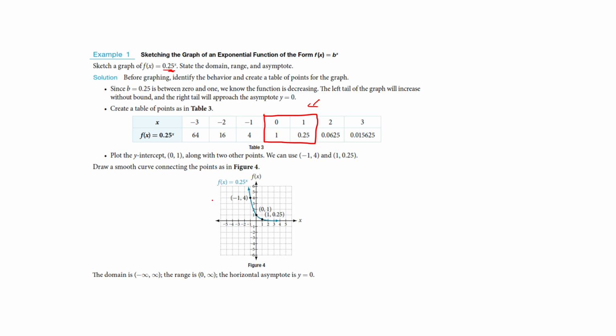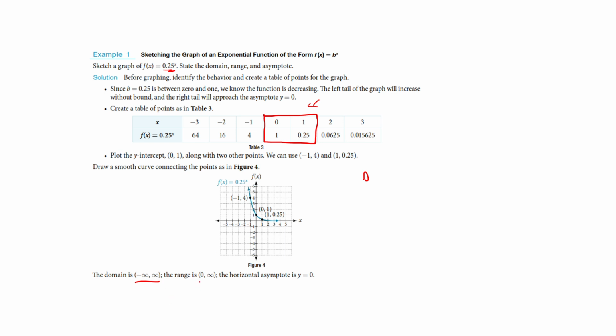Now, let's talk about the domain and the range. If this is my graph, and I had my ruler coming up the x-axis, do you see the domain? Well, they've got it down here. The domain is going to be negative infinity to infinity. This is always going to be true on an exponential function. It's always going to be negative infinity to infinity.